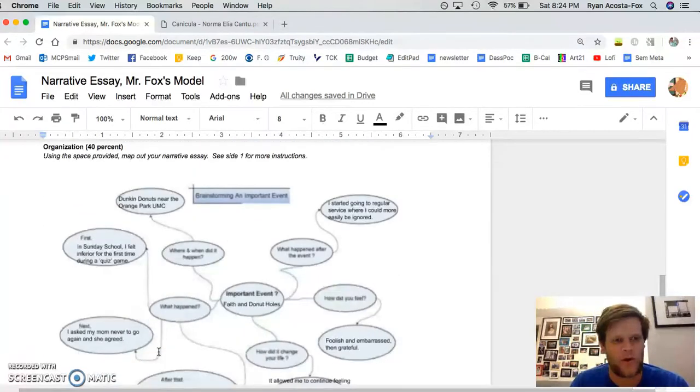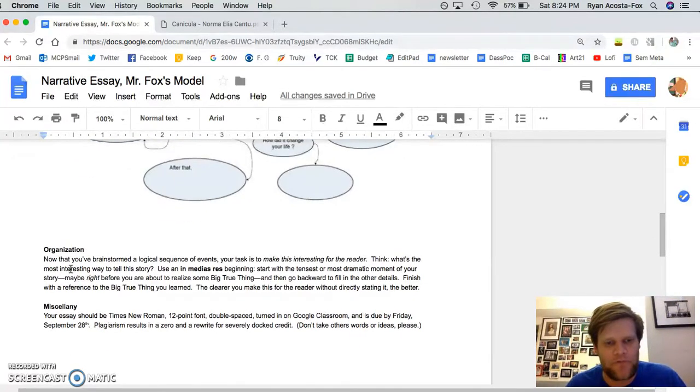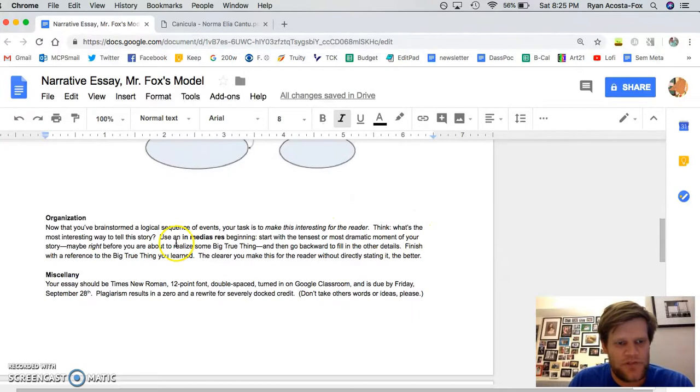So, okay, I'm going to flip back to the front of your page. And I want to talk about the other thing I'm going to grade you on, which is the organization of your essay. So you've brainstormed a lot of events in your concept map for how you want your essay to look. Now your task is to make this interesting for the reader. So think, what is the most interesting way to tell this story?